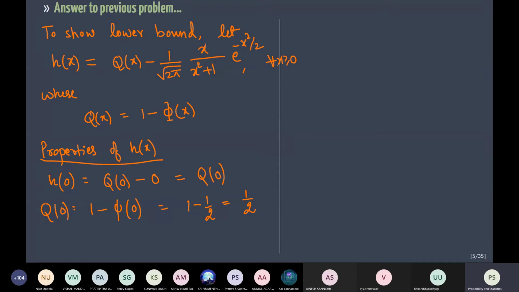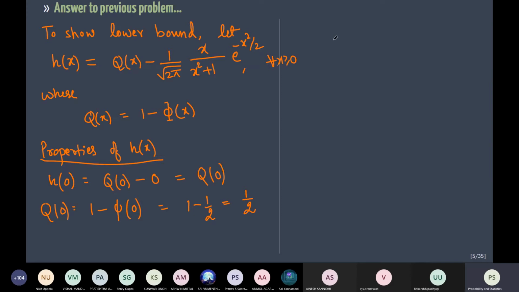Look, what is my plan here? Our goal is to prove that h(x) is greater than or equal to 0, so that will prove the lower bound. Now, for a function to be greater than or equal to 0, what are the tools that you can use from, let us say, calculus? So what you found so far is that h of 0 is half.